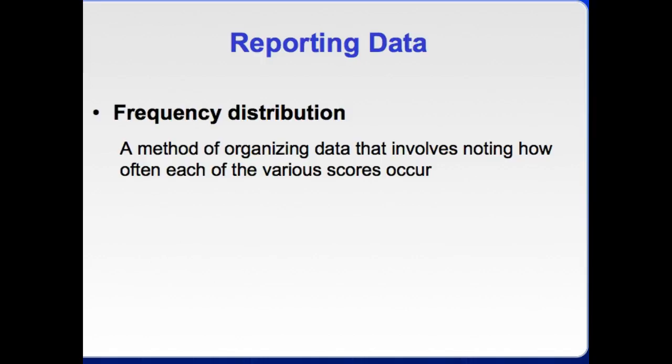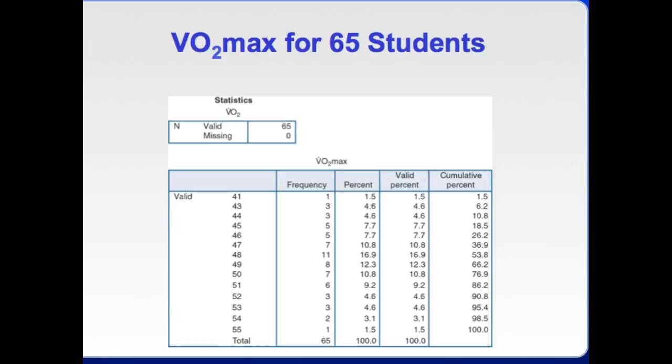Reporting data. Frequency distribution, a method of organizing data that involves noting how often each of the various scores occur. VO2 max for 65 students. Make sure you read your chapter, especially page 40, to get details on this particular chart here.